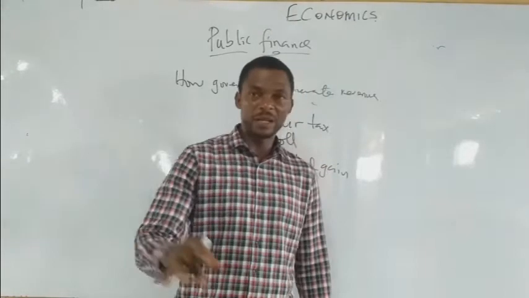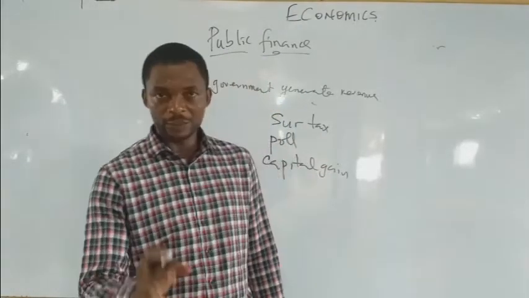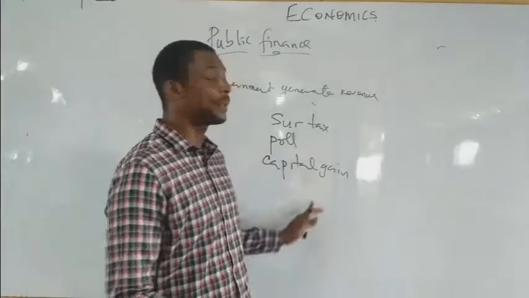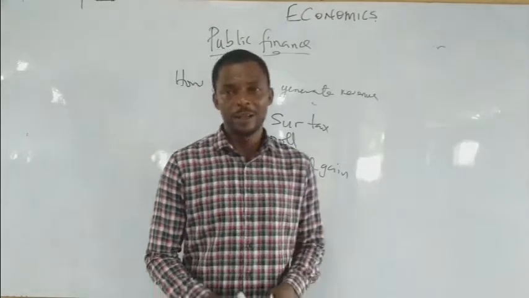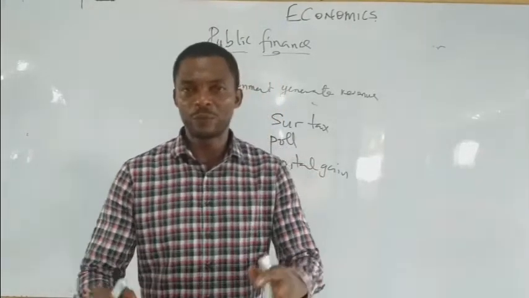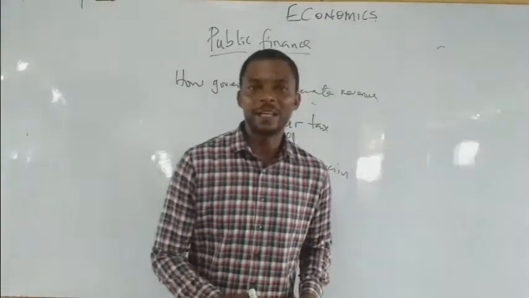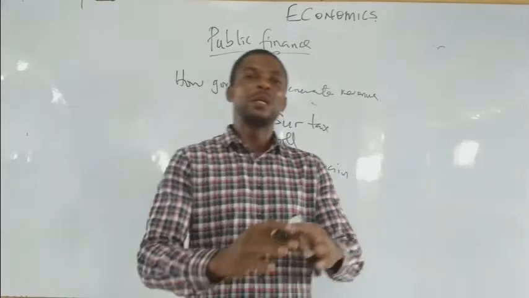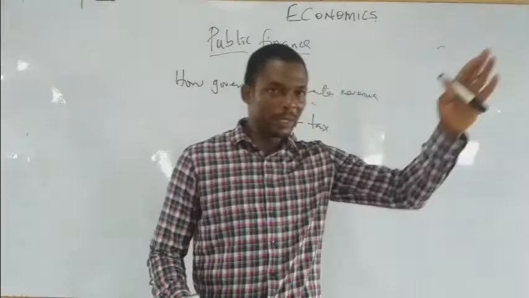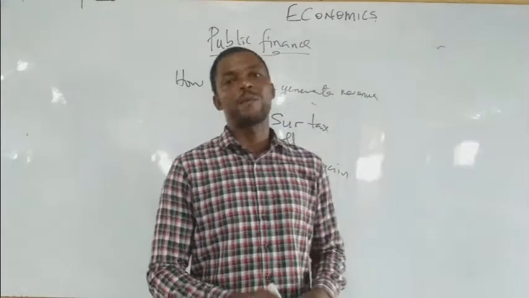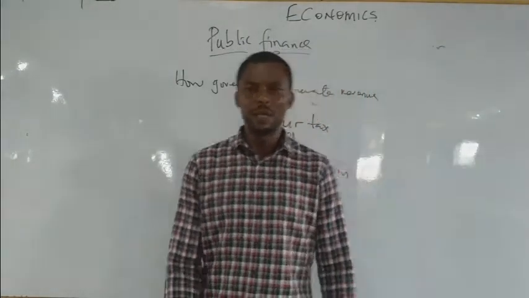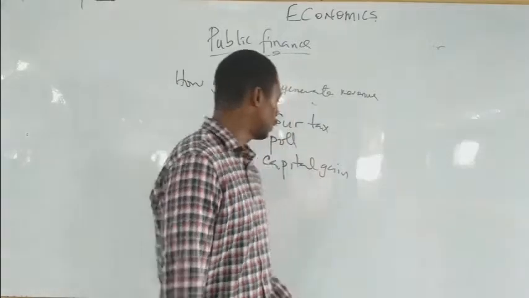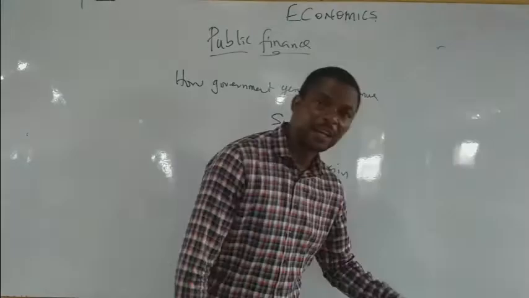Every profit realized from the sales of an asset is called a capital gain tax. Profit: you bought a property for 5 million, and after 10 years you sold the property for 30 million. 30 minus 5, what is the gain? 25. You pay tax on the 25 million, and that is what we call the capital gain tax.